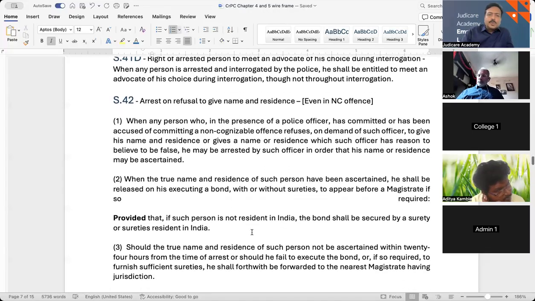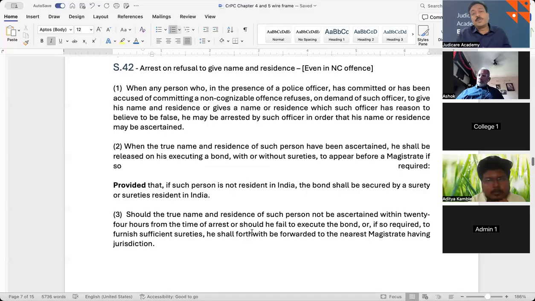So in such special cases, it's a bit different. Now, coming to Section 42, arrest on refusal to give name and residence. When we talked about the NC, as we commonly say, a non-cognizable offense, you have committed a non-cognizable offense listed under the BNS or IPC, there is a complaint against you, you are apprehended and brought into the police station, and you are speaking with the police officers. Or maybe you have been caught by a police officer on the street in a non-cognizable offense. In spite of this being a non-cognizable offense, how and why could you be arrested?